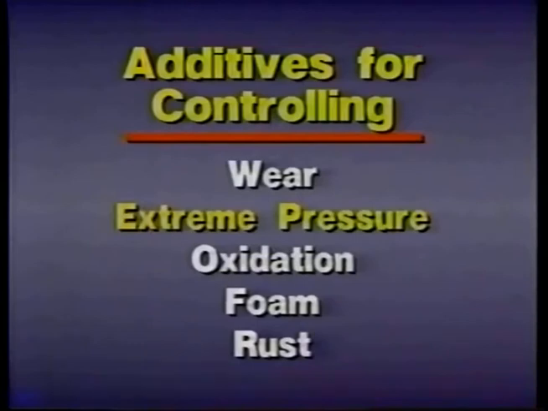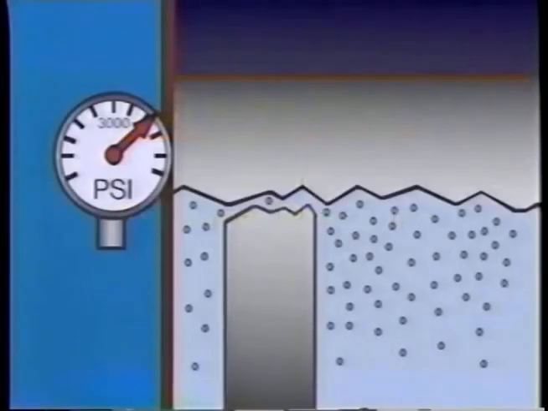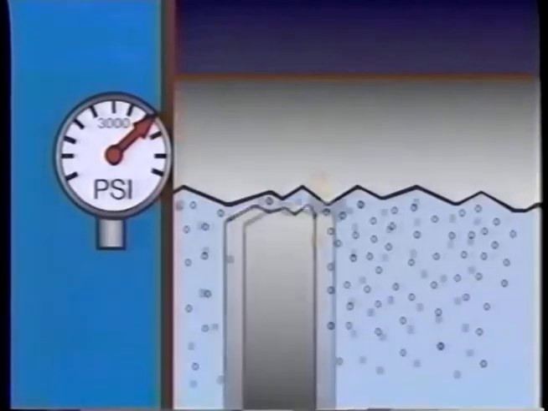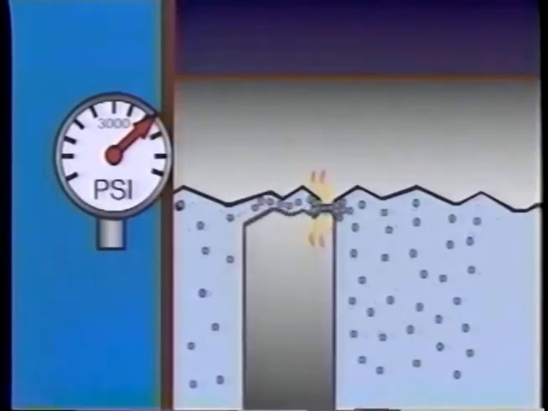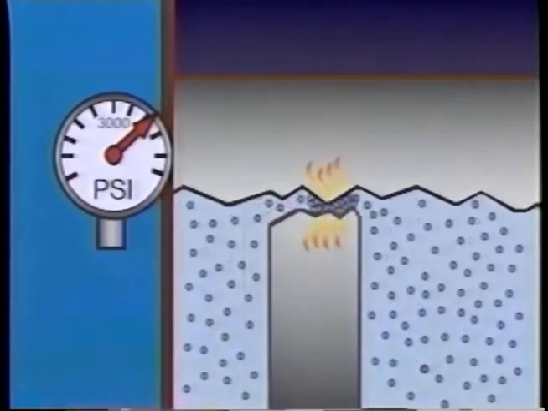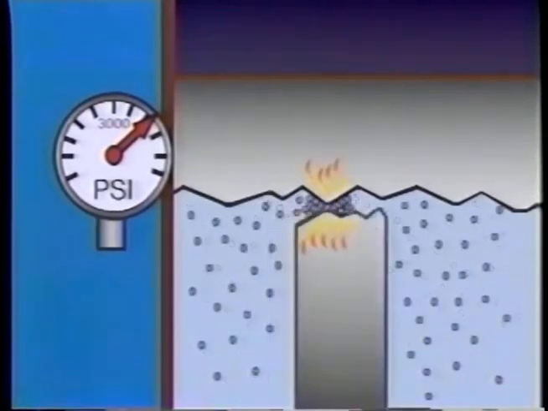There are also additives made for systems that operate at extreme pressures, typically above 3,000 pounds per square inch. When systems operate at such high pressures, any surfaces which actually touch attempt to weld together. However, the high heat at these points activates the additive in the oil and keeps the surfaces apart.